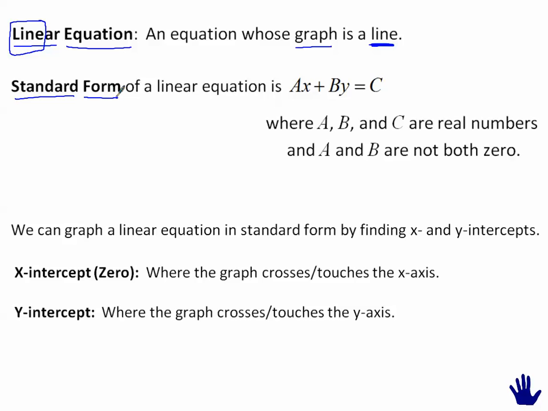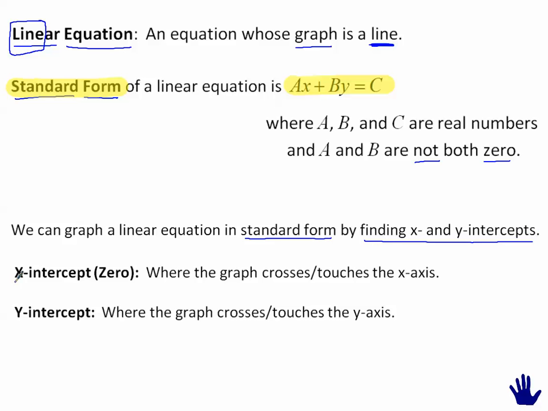Standard form is just one of the forms that we're going to use for a linear equation. Standard form for a linear equation looks like this: Ax plus By equals C, where A, B, and C are real numbers, and A and B are not both 0. So standard form is what we're focusing on today. The x and y on one side, the constant term on the other side of the equal sign. We can graph a linear equation in standard form by finding x and y intercepts. That's one way to do it.